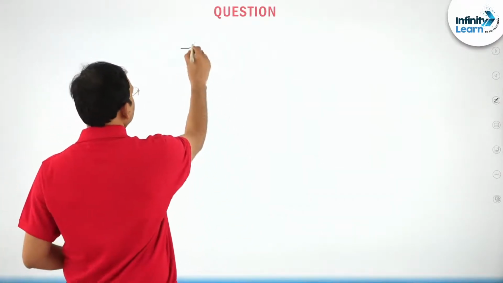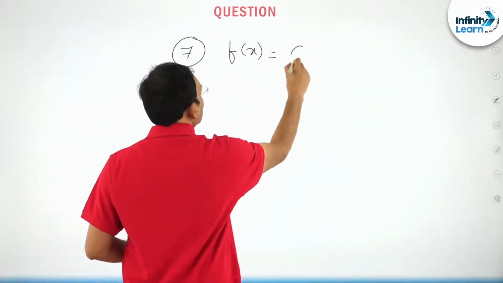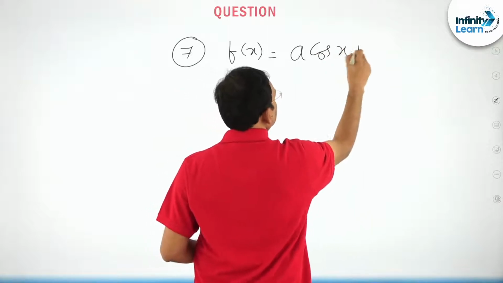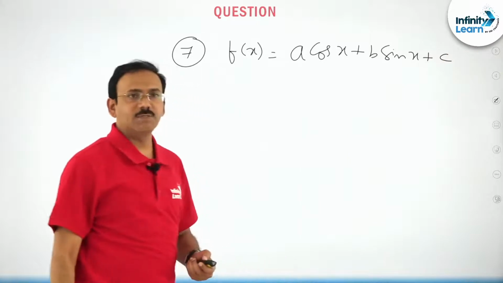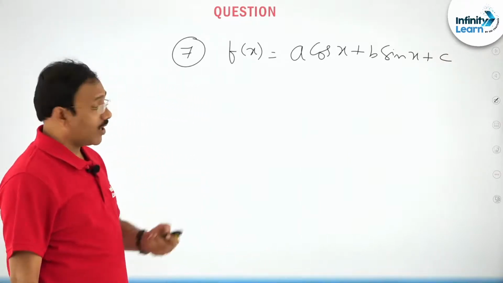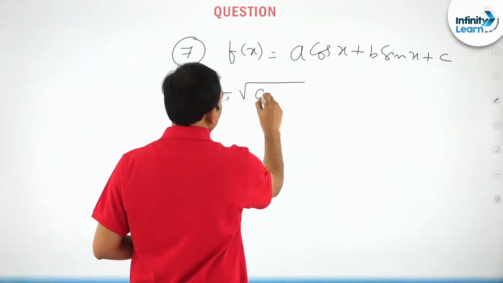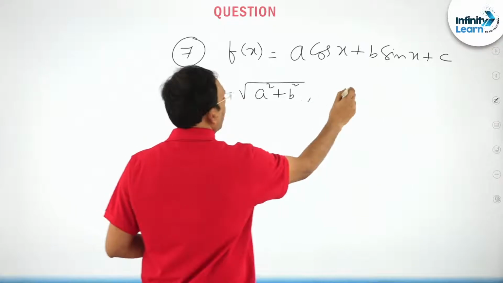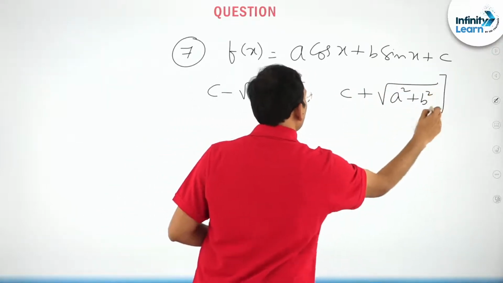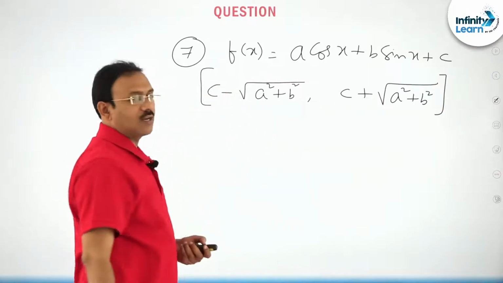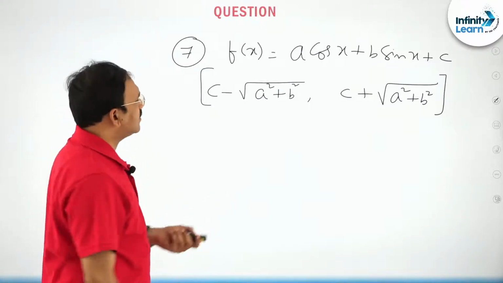Friends, even seventh one, I can say f of x is, you are given like a cos x plus b sin x plus c. What could be the range of this particular expression? You see, for this expression, the minimum value you know well, c minus root of a square plus b square, maximum value is c plus root of a square plus b square. Moreover, it is a continuous function, so the range lies between this to this. Yes. The logic is simple.